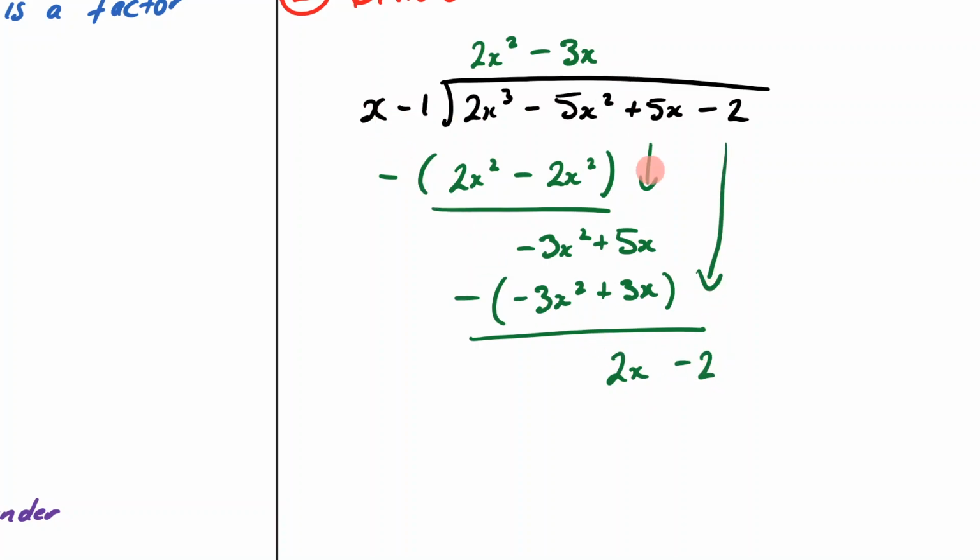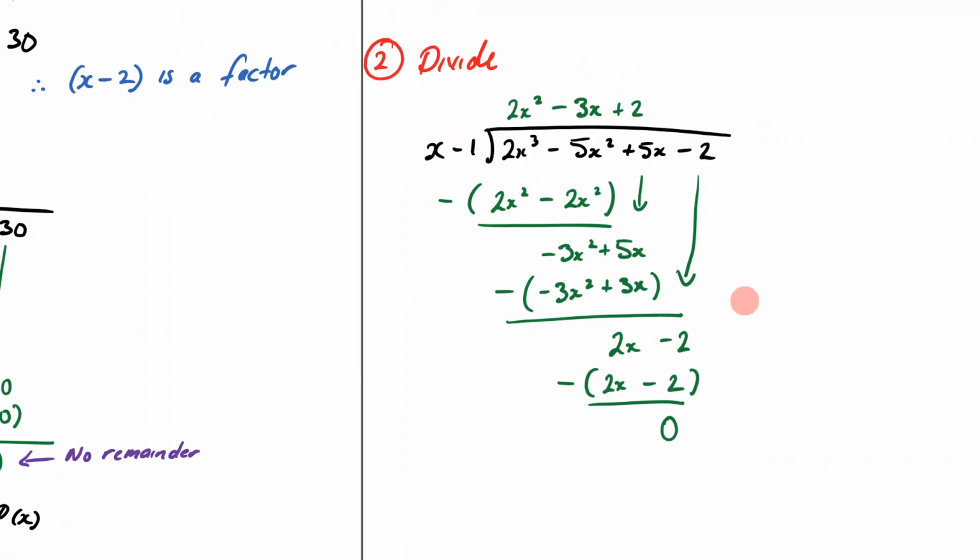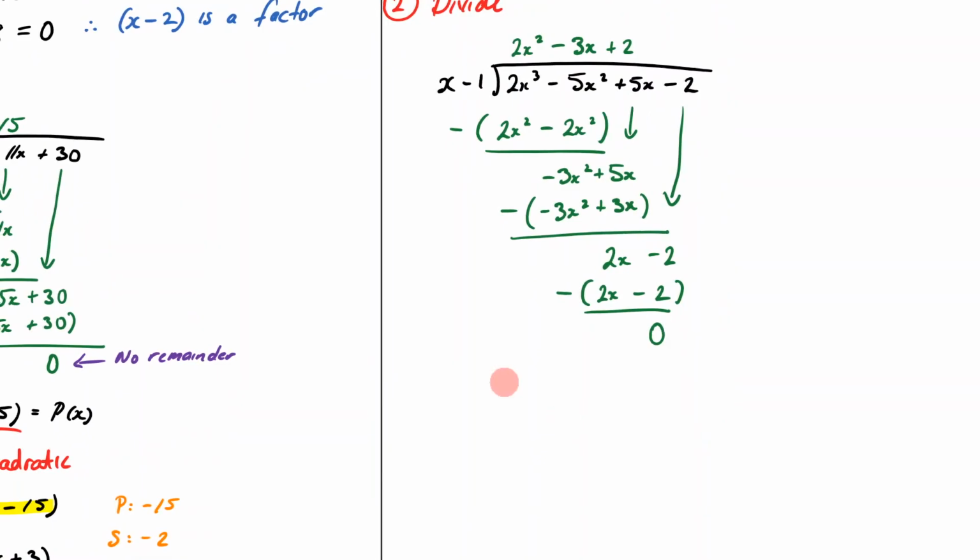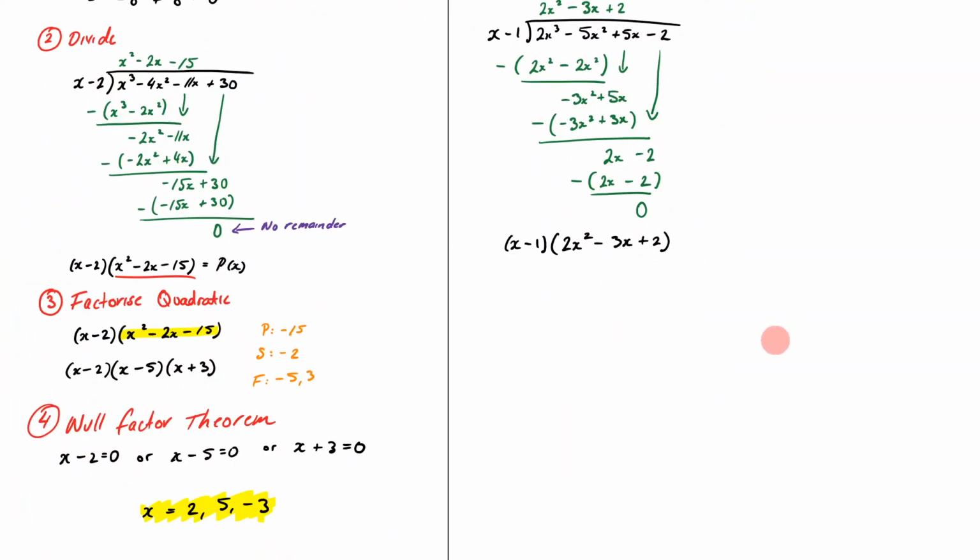Then I go x times what is 2x? That's going to be plus 2. 2 times x is 2x. 2 times negative 1 is negative 2. I subtract, this becomes positive. Negative 2 plus 2 is 0. Remember, we had to get 0 out here because getting no remainder means that this is a factor, and that's what we proved. So now what we end up with here is we can say this times this is equal to that. So let's now write that down. We can say x minus 1 times 2x squared minus 3x plus 2. Perfect. So we got that now.